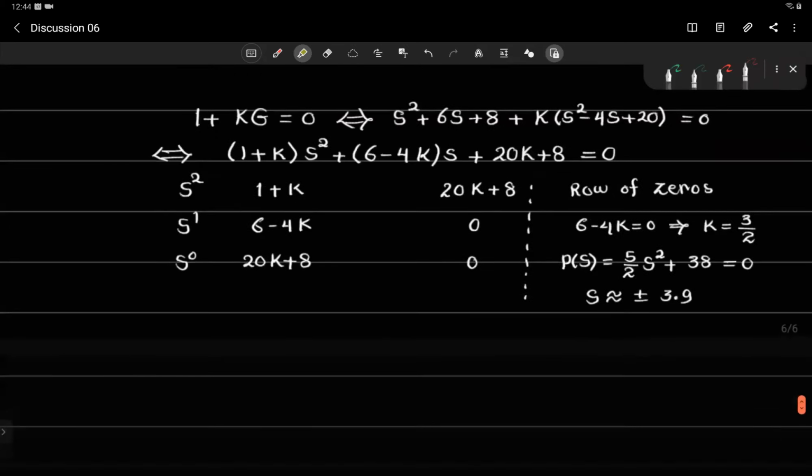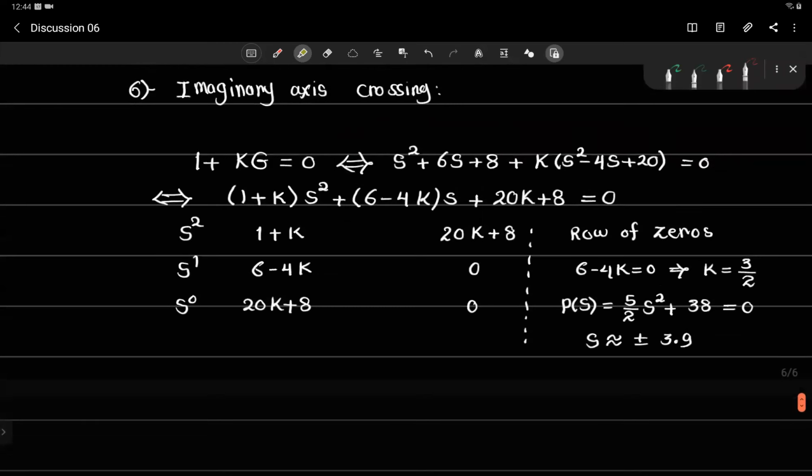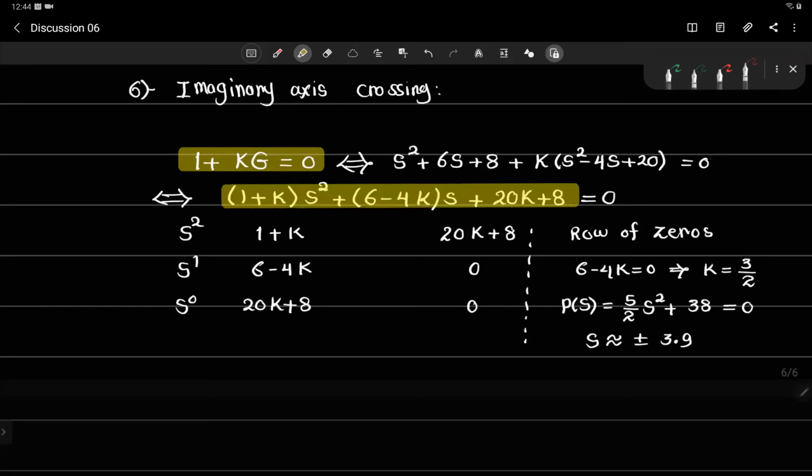Finally, we have the imaginary axis crossing. In this case, we have to construct the Routh-Hurwitz table of the characteristic polynomial, which is given by this expression here. We form the Routh-Hurwitz table: 1 plus k, then 20k plus 8, and then 6 minus 4k. In order to force a row of zeros, we must have 6 minus 4k equal to 0. In that case, the second row will be entirely zeros. This happens at k equal to 3 divided by 2. We form the auxiliary polynomial, which is 5 divided by 2 s squared plus 38.